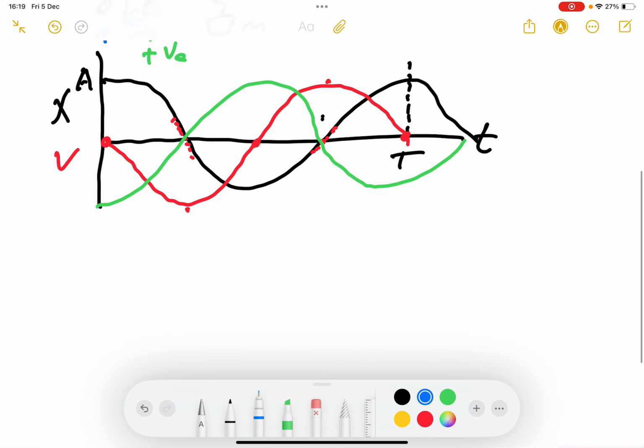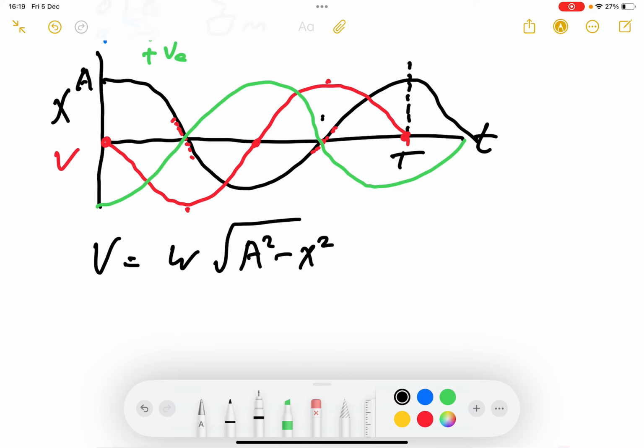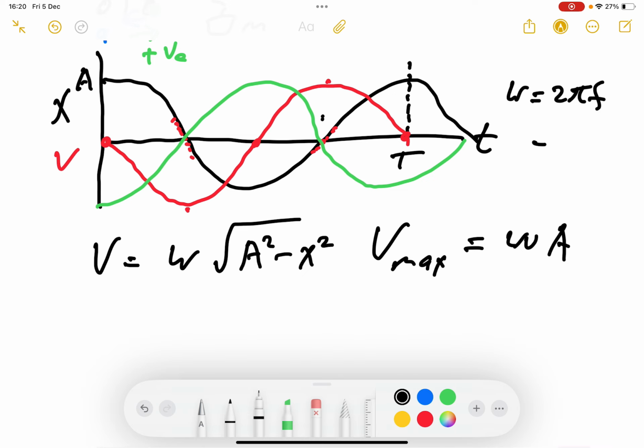Got some handy equations. The velocity of an oscillator is omega root a squared minus x squared. And if you want to know the maximum velocity, that occurs when x is 0, so we just get omega A. I suppose we should say what omega is. Omega is the angular velocity, just like we used in circular motion. So it's 2 pi f, f being the frequency, or 2 pi over T.